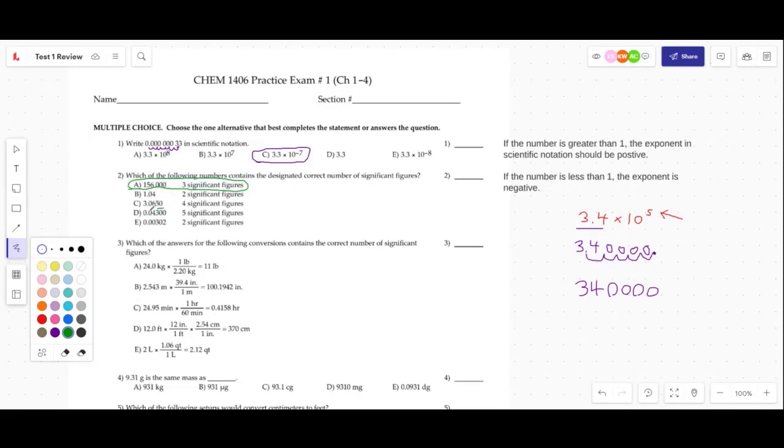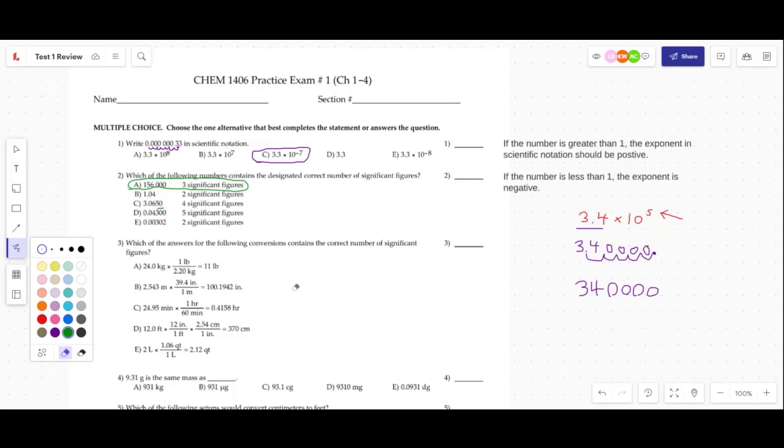And a lot of students sometimes will make the mistake of including these first 2 zeros as significant. They're not. Leading zeros are never significant. So yeah, that is going to be only 4 sig figs. And then the last one should be how many? 3. Very good, very good.